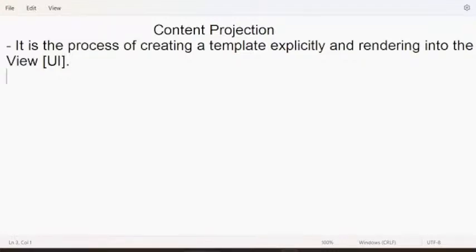It is the process of creating a template explicitly and rendering it into the view. View is nothing but UI. So content projection is nothing but we are creating a template explicitly, and we are rendering it into the UI. And how to create a template?